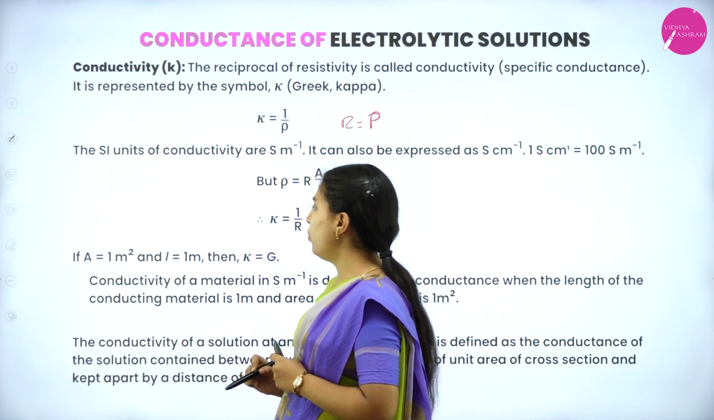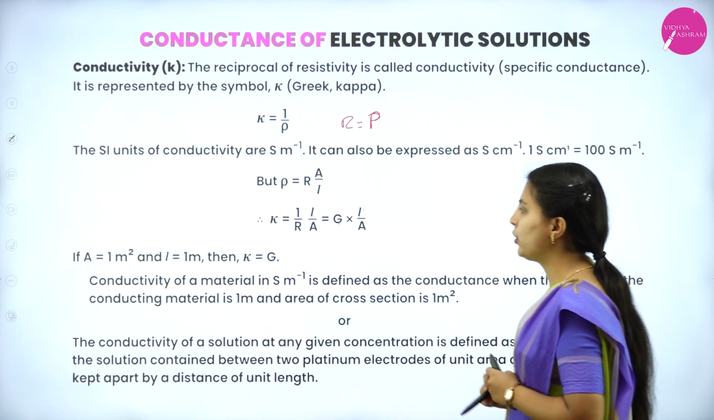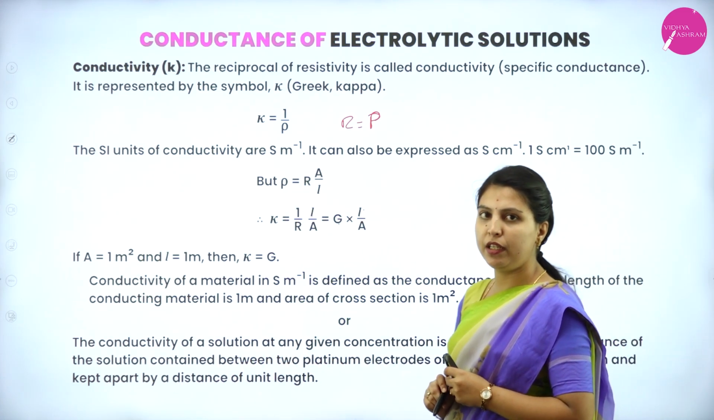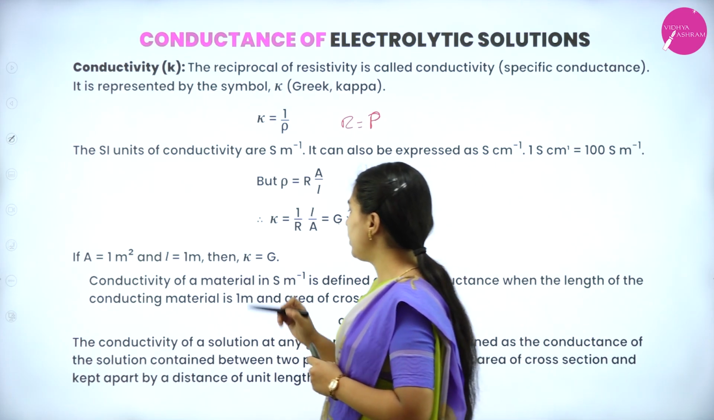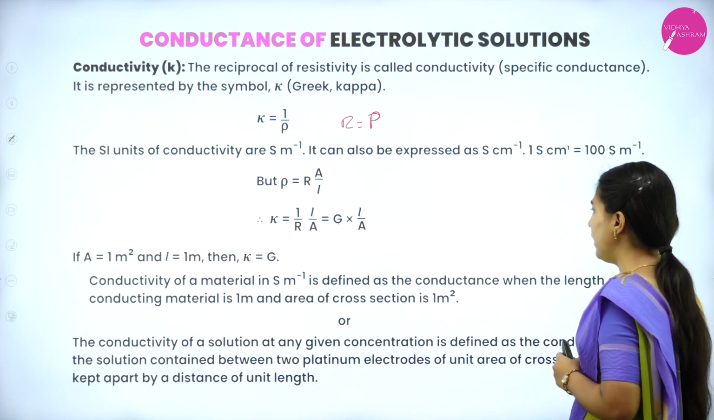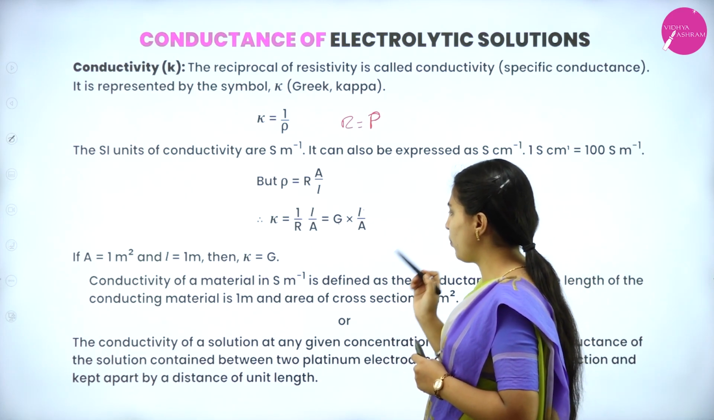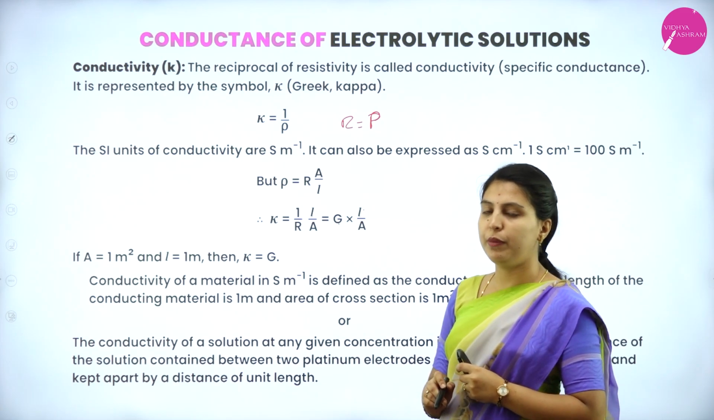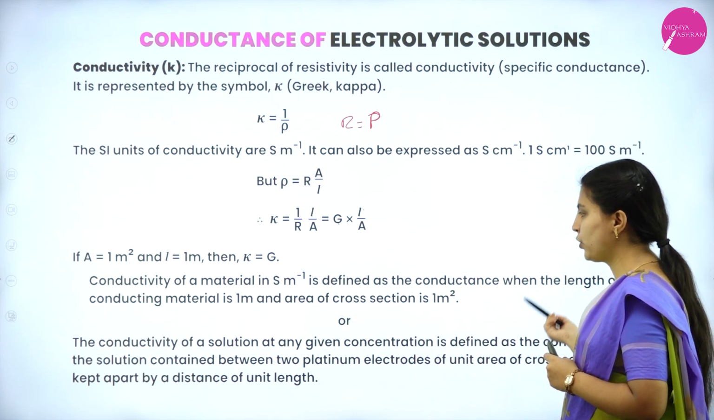If A equals 1 m² and L equals 1 meter, then kappa will be equal to G. Conductivity of a material in Siemens per meter is defined as the conductance when the length of the conducting material is 1 meter and the area of cross section is 1 meter square.